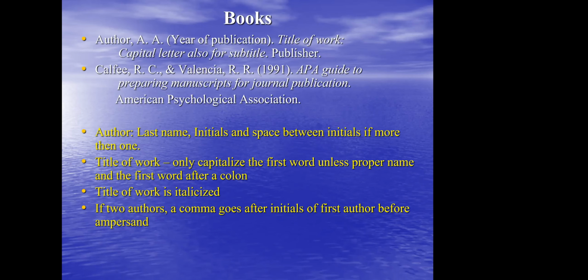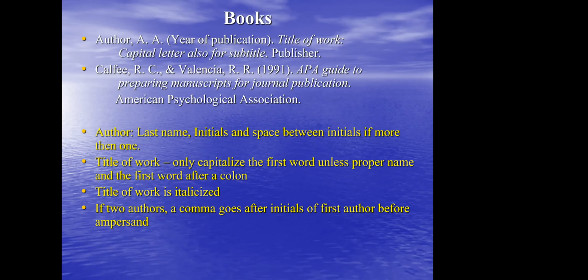You have the author, the last name, then the initials. Be sure there's a space between the initials. People tend to just put, like, let's say for L period, K period. But in APA, it has to be L period space K period. So you have to put a space in between the initials if there's more than one. Again, remember the title of the work, you only capitalize the first word unless proper noun and the first word after a colon. And then it's italicized.